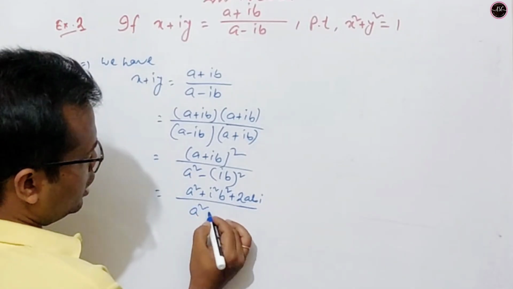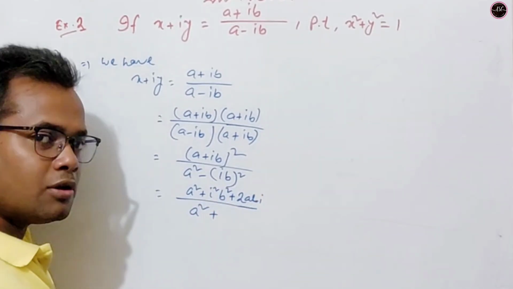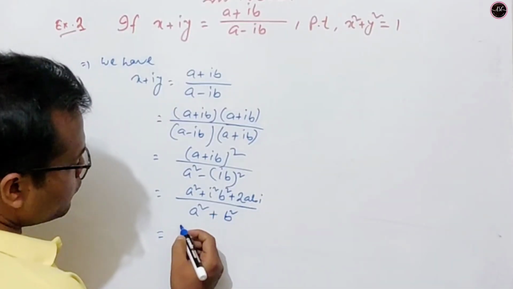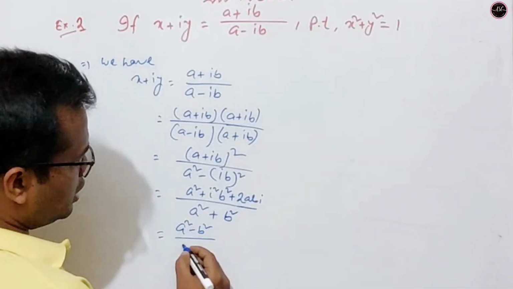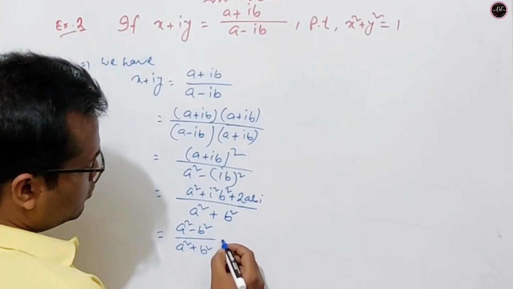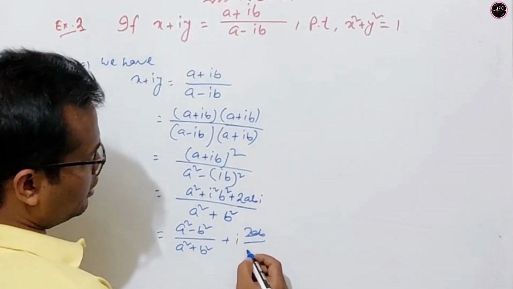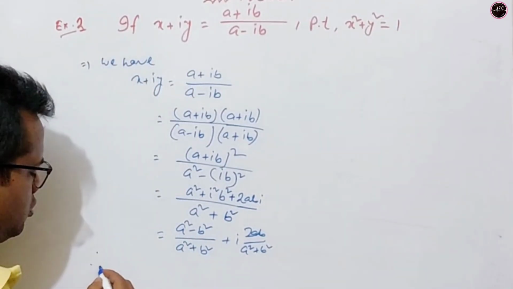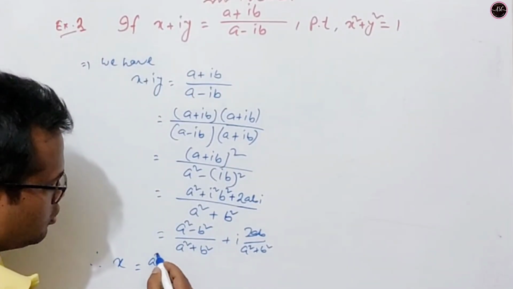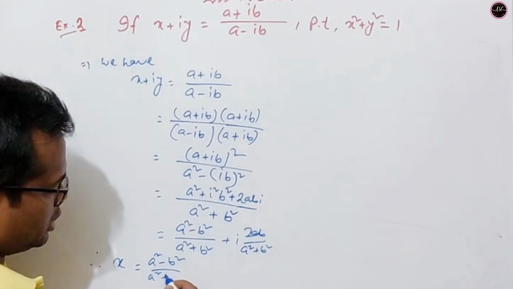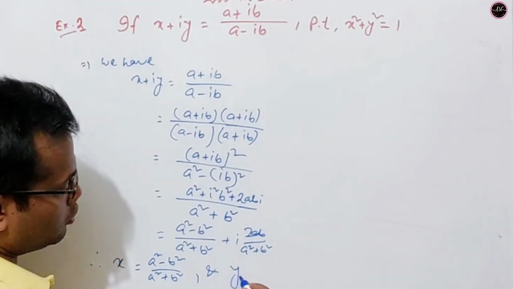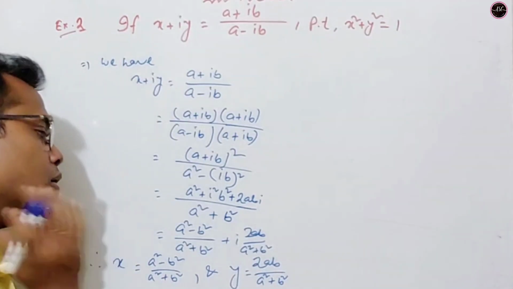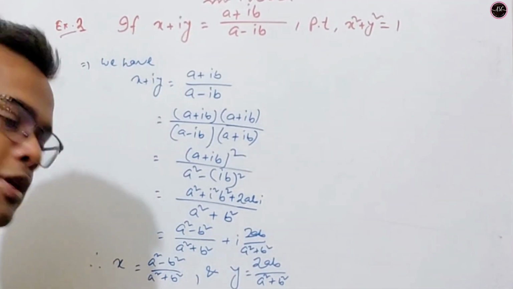Okay, and here a square plus i square b square equals minus b square, and minus minus will be plus, a square plus b square. So we have a square minus b square divided by a square plus b square, plus i of 2ab divided by a square plus b square. Therefore x plus iy equals this. Therefore we get x equals a square minus b square divided by a square plus b square, and y equals 2ab divided by a square plus b square. Comparing the real part and imaginary part we get.